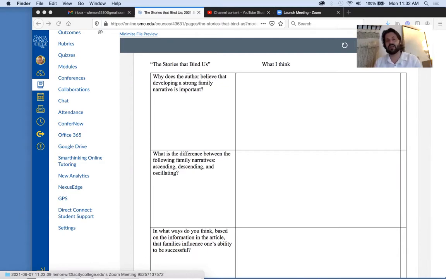The ascending family narrative is the type of narrative where we keep going up and up and up. And this one can create a lot of pressure, not so much on the first generation or even the second generation, but I think the third generation is where it really starts to weigh down on folks. So for example, in my PowerPoint, I put the Kardashians.